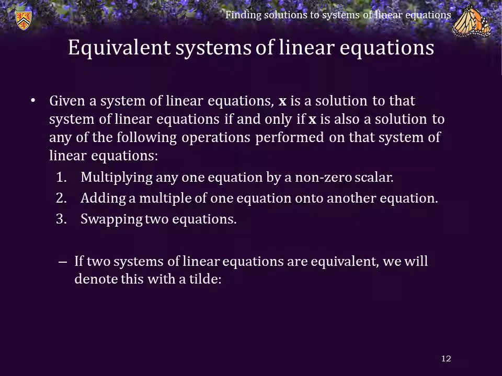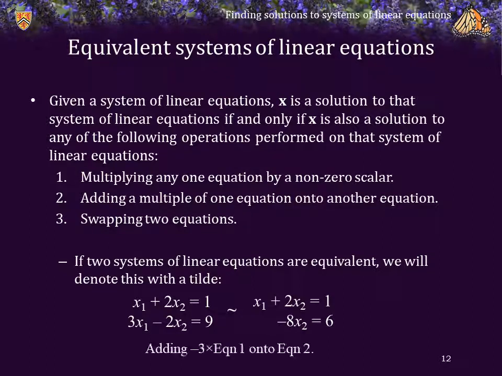So if two systems of linear equations are equivalent, we will denote this with a tilde. From the previous example, we saw that these two systems of linear equations are equivalent. We may even add a note indicating what the operation was that makes them equivalent. So in this case, we added negative 3 times equation 1 onto equation 2.